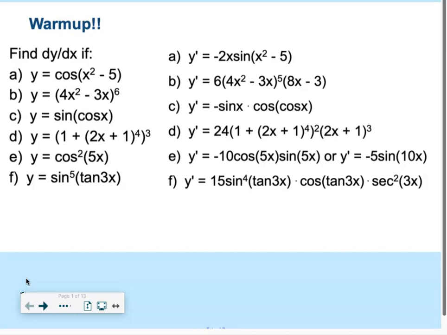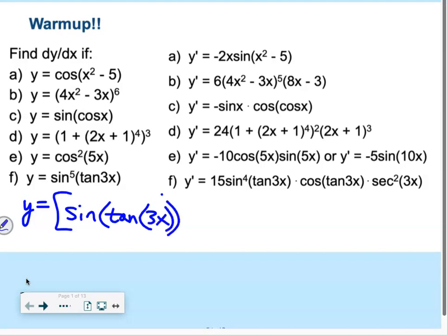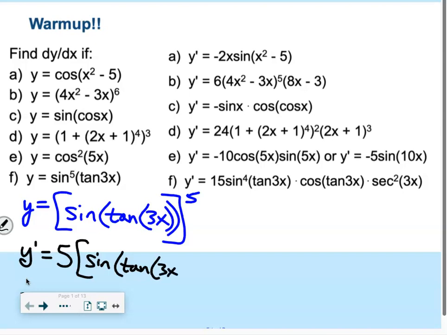Okay. All right, so let's walk through it. First thing we're going to do is I'm going to rewrite this as sine of tan of, I'm going to put the 3x in a parenthesis just to have it a little clearer. Okay, so here we go. What's the first part of this derivative that I take care of? The fifth power, right? Outside. So I have 5 times the sine of the tan of 3x to the fourth.